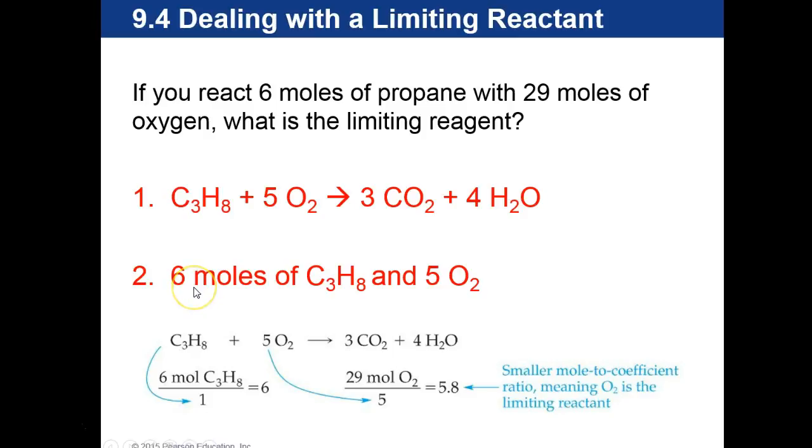We have 6 moles of C3H8 and 5 O2, because we know that from up here. So 6 moles over 1 equals 6. 29 moles of O2 over 5 is 5.8. The smaller mole to coefficient ratio means oxygen is the limiting reactant. And we got these from the coefficient on top. Now granted, in front of this C3H8 there's no 1 written, it's pretend. There's 1 there, okay? In O2 we've got a 5 up here, okay?